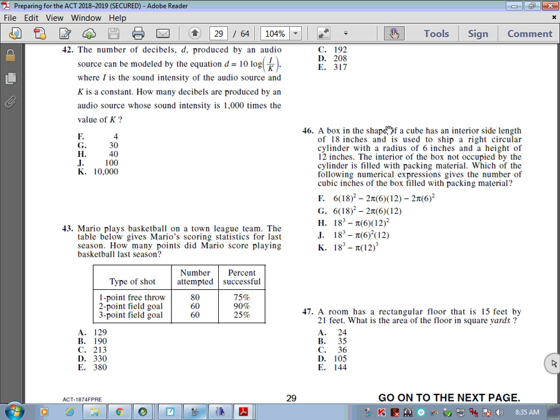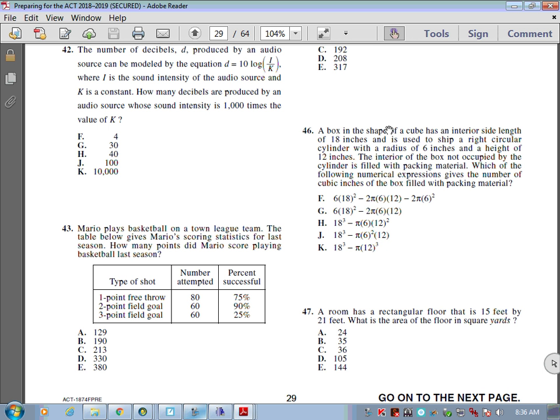Okay. All right, let's see. 42. The number of decibels D produced by an audio source can be modeled by the equation decibels equals 10 log of intensity over constant. I is the intensity of the audio source, K is a constant. How many decibels are produced by an audio source whose sound intensity is 1,000 times the value of K?